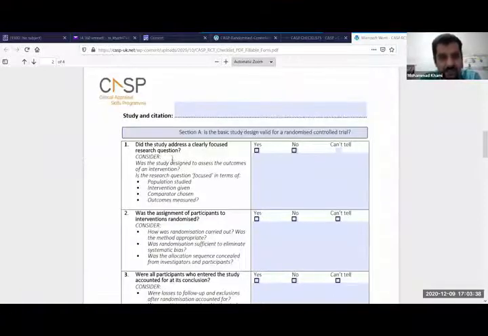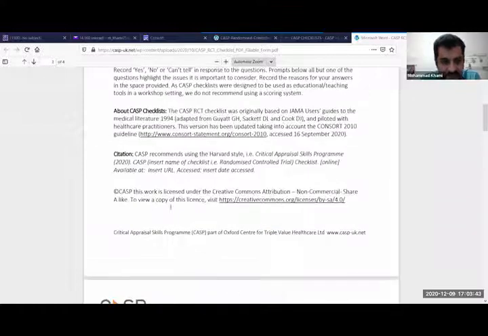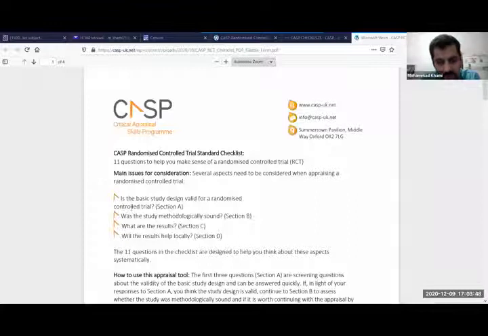For example, it has 3 sections, as mentioned here. Is the basic study design valid for a randomized controlled trial? Some items regarding this question have been included in section A. In section B, we have some items that clarify whether the study was methodologically sound or not. In section C, we will see what the results are. And in section D, will the results help locally or not? So we will go to section 1.